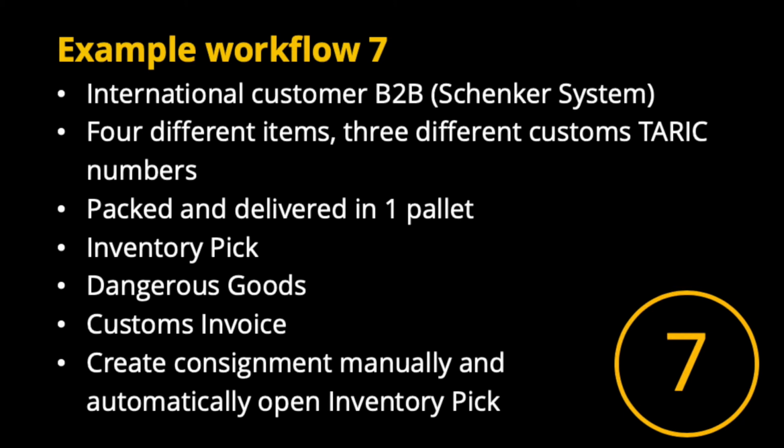on the customs invoice. I will enter freight information manually from the specific consignment page to make it possible to look into all automatically created values such as customs invoice and dangerous goods. When the consignment is validated and printed, the inventory pick will open automatically. With this workflow, no customizations have to be done in the standard code base, not even in versions before Dynamics NAV released the extension functionality.